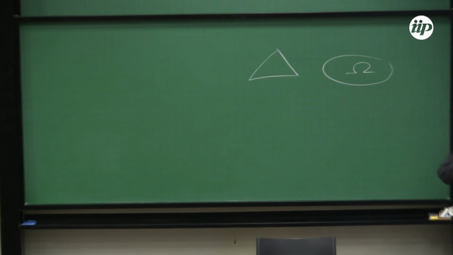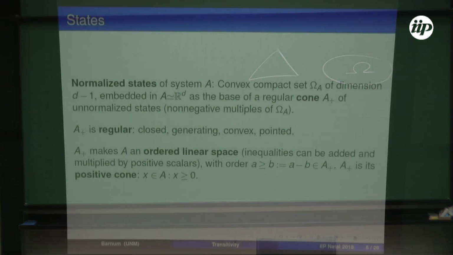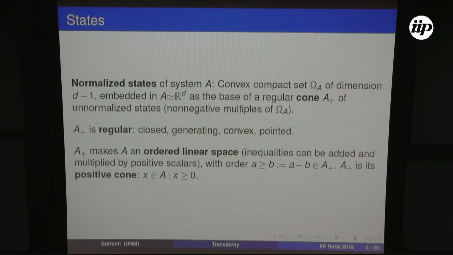Convex sets naturally live in a real affine space. We stick it in one more dimension, and we use it as the base of a regular cone of unnormalized states. In quantum theory, those are just positive semi-definite matrices. It's handy to have those around.